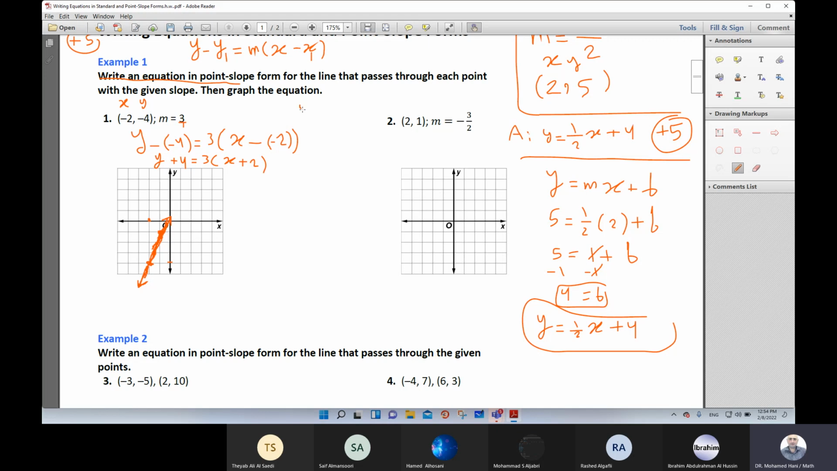We want to solve the second example using the same equation. I want all of you to try to find the equation of this line using this form, the point-slope form. Start, please. Then tell me what is your answer.